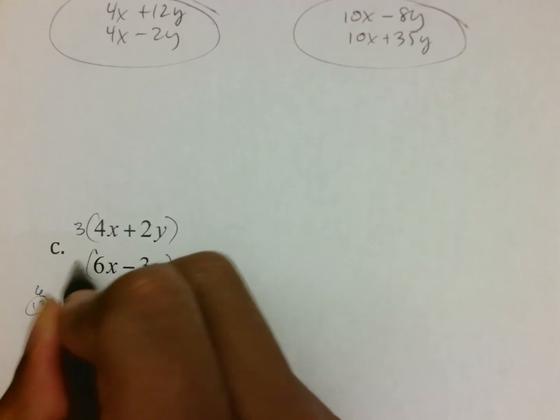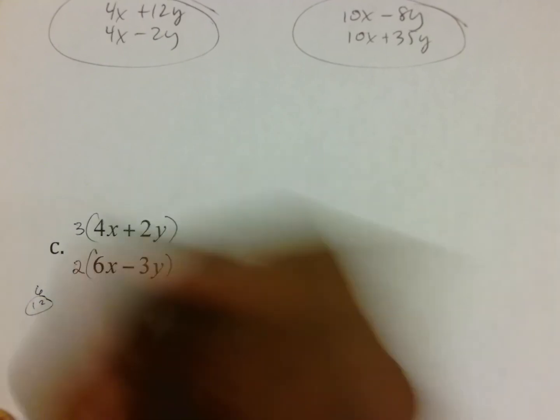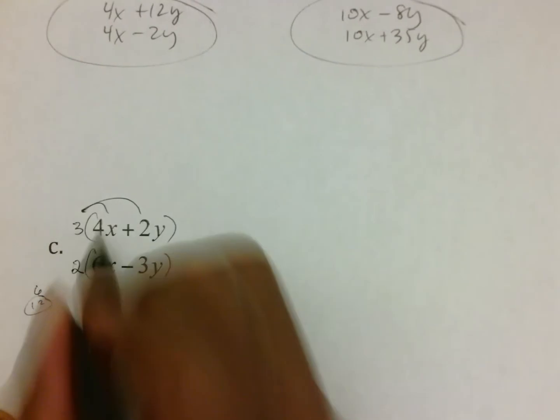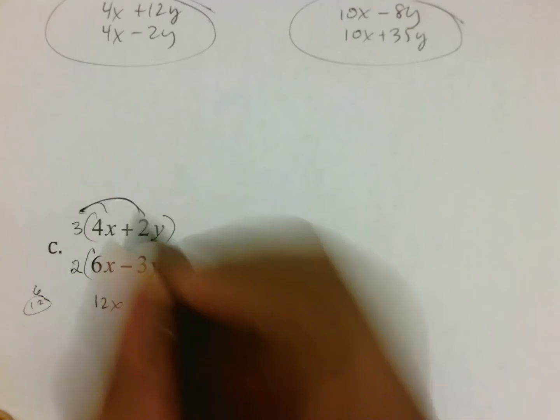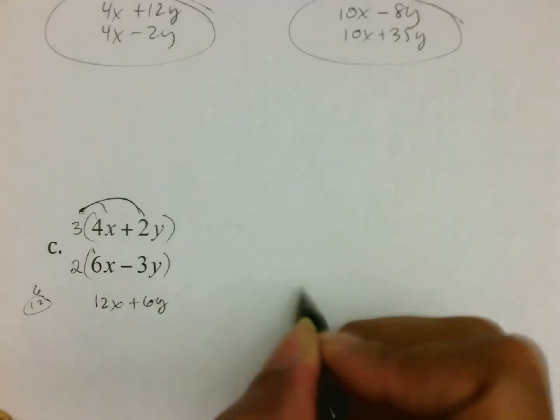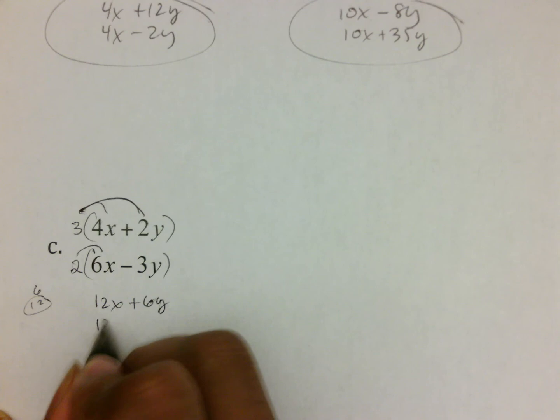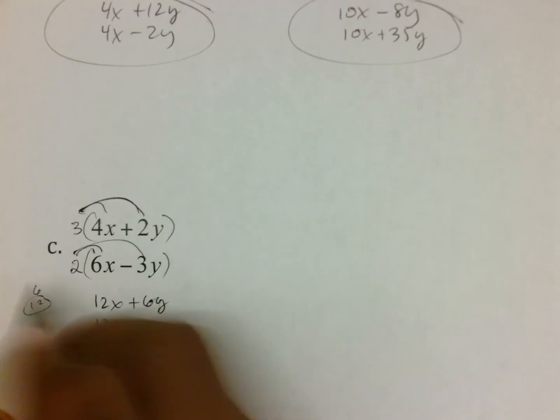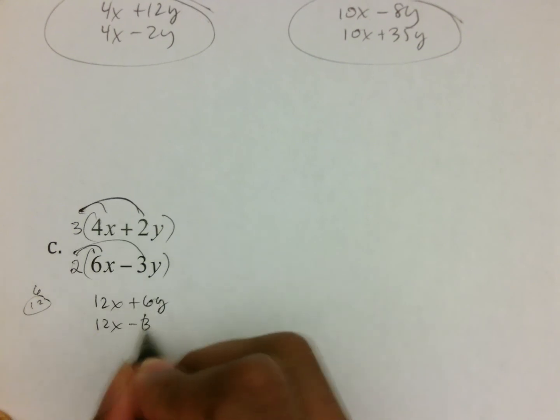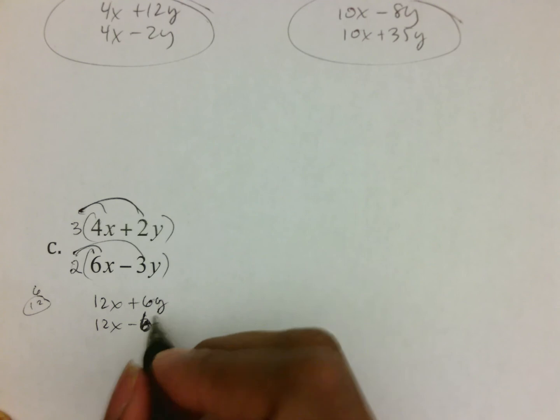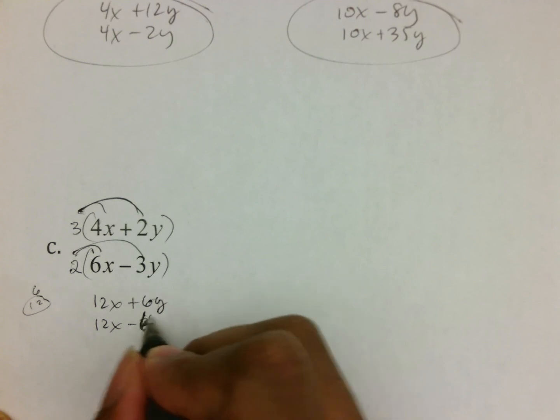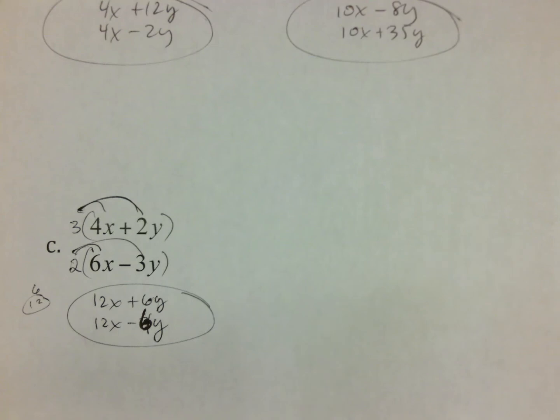To make this 12, we would multiply the bottom by 2, and once you do that, you just have to distribute correctly. 3 times 4x is 12x, 3 times 2y is 6y, 2 times 6x is 12x, which is what I want, 2 times negative 3y is negative 6y. And then you have your answer right there where those two things match.